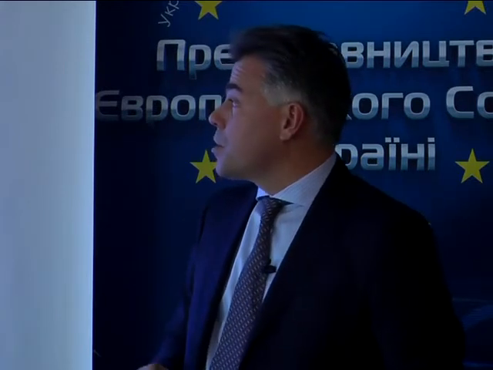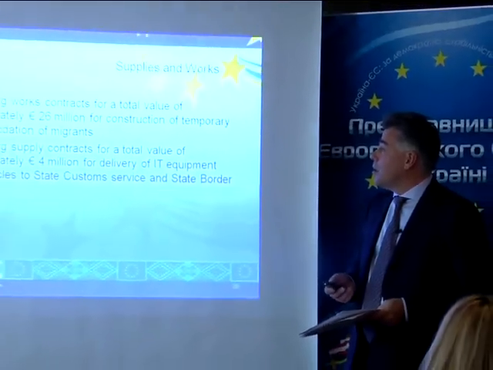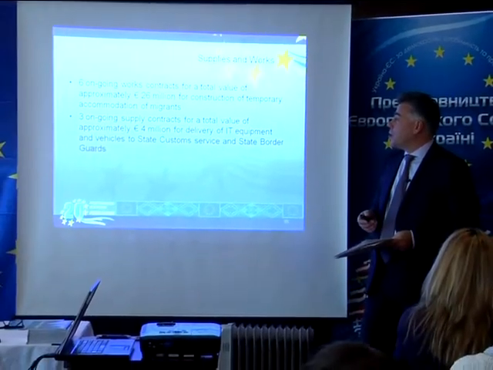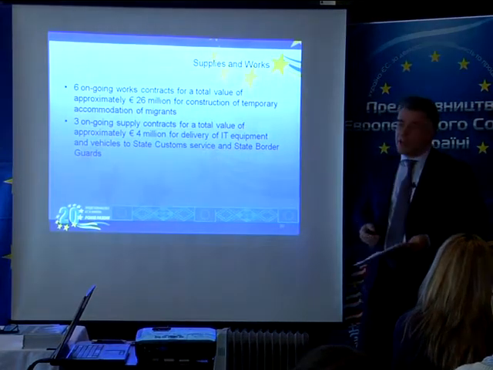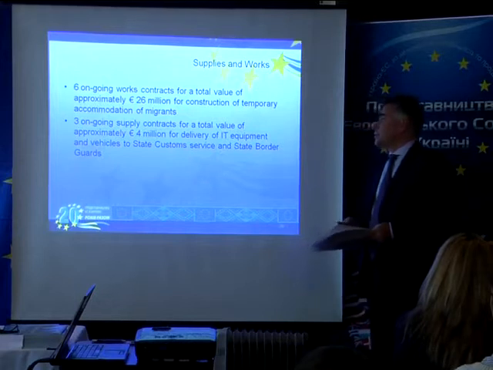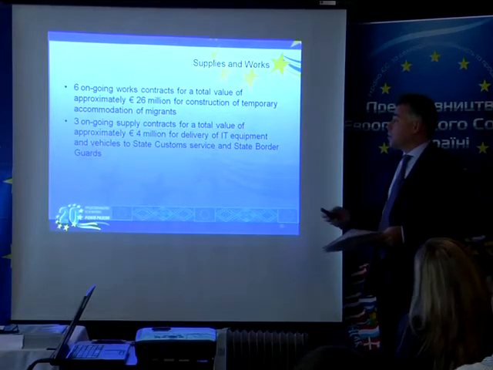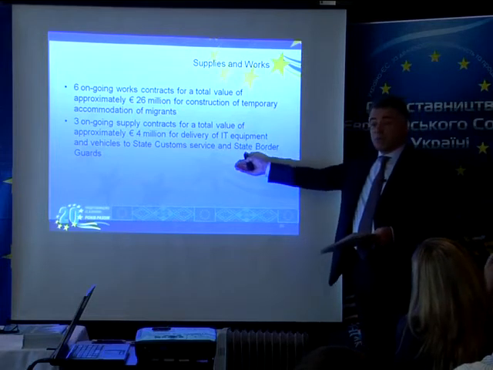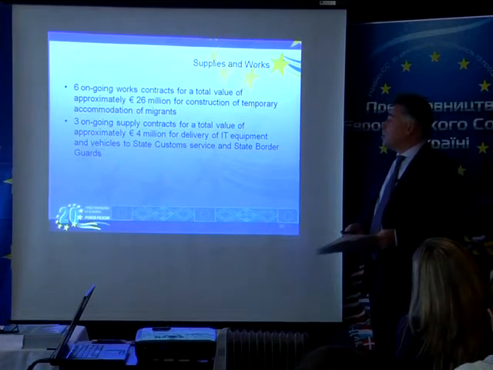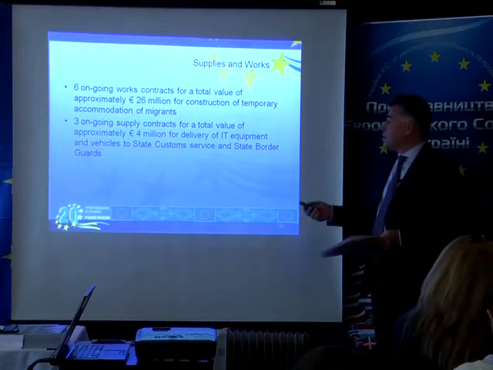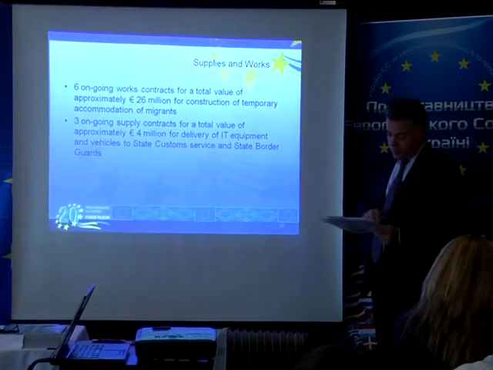We still have some of those. So there are still now 6 ongoing works contracts in Ukraine for a total value of about 26 million euro for the country, for the construction of temporary accommodations for migrants. There are also supply contracts still. You see that the amounts now all of a sudden become rather modest, but still we have that in our cooperation. We have supply contracts for the delivery of IT equipment and vehicles to the State Customs Service and State Border Guards.